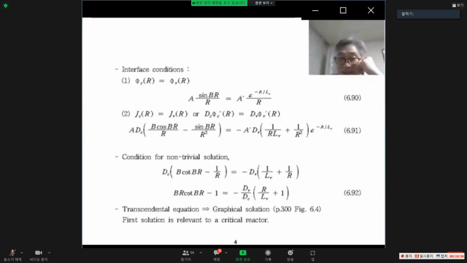Now, this is the equation. We know D, we know B, we know R. But we have to calculate BR. When we rearrange this, we have to calculate R.